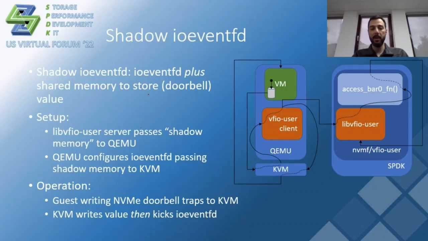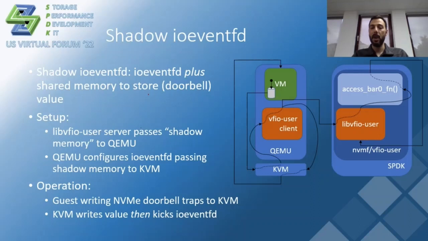This piece of memory is the actual doorbells in SPDK, which SPDK passes to QEMU and in turn QEMU passes to KVM when configuring the ioregionfd. This memory, which we call the shadow memory, is not visible by the guest. With shadow ioregionfd, KVM fully handles the MMIO write. The VM exit is not avoided, but we do avoid having to switch to QEMU for it to send the VFIO-user message.